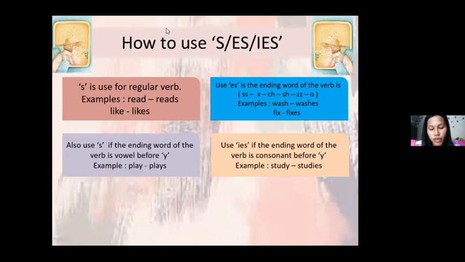Explanation number 2. In this material, I will discuss es, used when the ending of the verb is s, x, or ch, z, o. Example, wash or washes, fix or fixes. Example number 3, use ies, used when the ending of the verb is a consonant before y. Example, study or studies. Thank you.